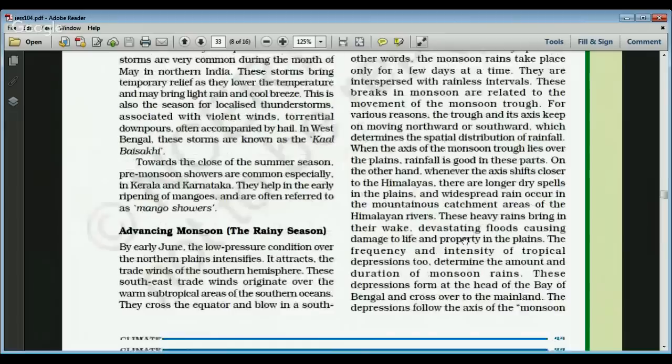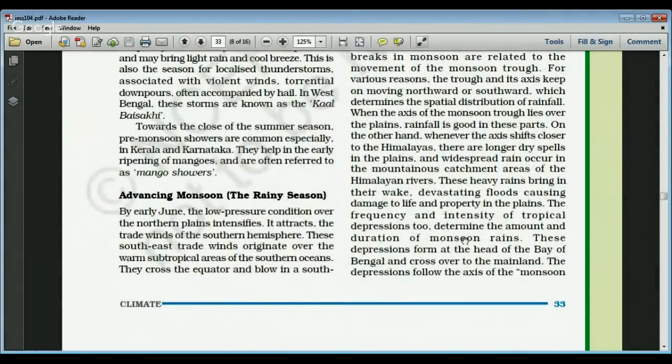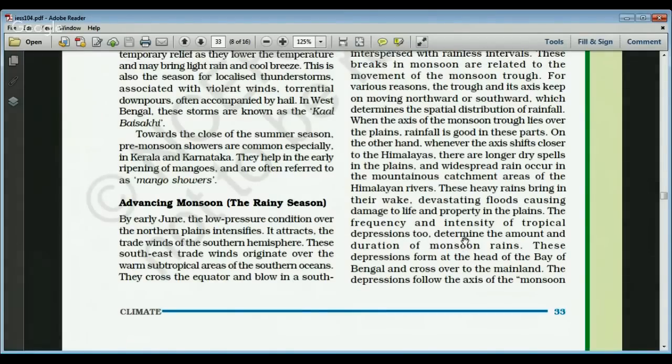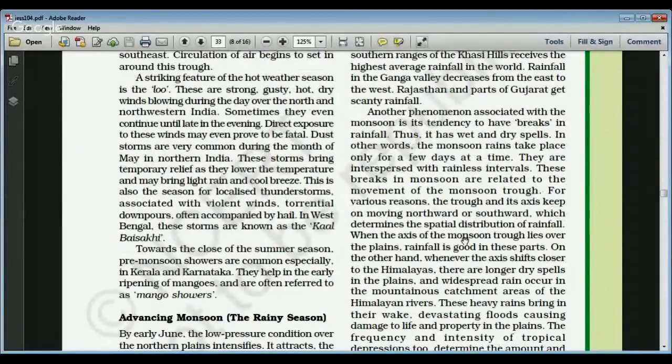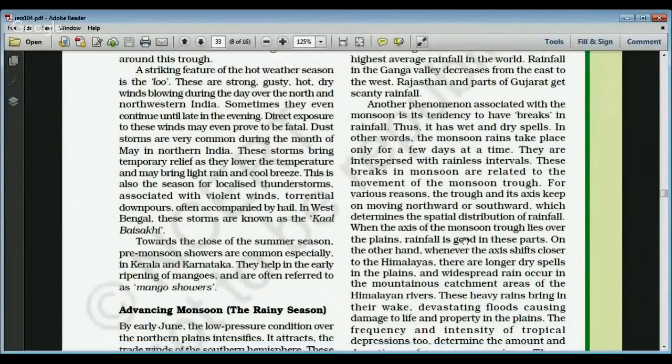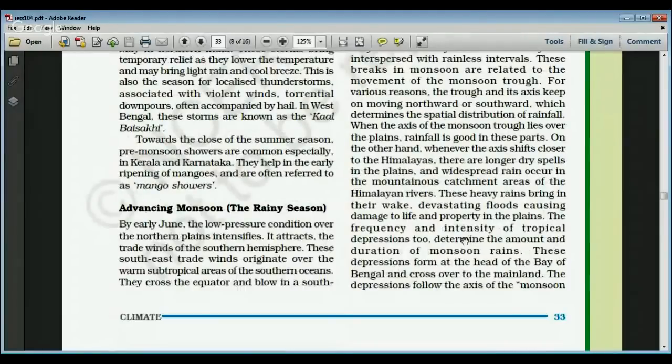Pre-monsoon thunderstorms, they are known as the Kal Baisakhi. And towards the close of the summer season, pre-monsoon showers are common, especially in the Kerala and Karnataka region, and they help in the early ripening of the mangoes, and that is why they are referred to as mango showers. So mango showers in Kerala and Karnataka, then Kal Baisakhi thunderstorms in the West Bengal region, and then Loo, stormy, dusty and very hot wind in the western part of India. So these are the two major seasons.